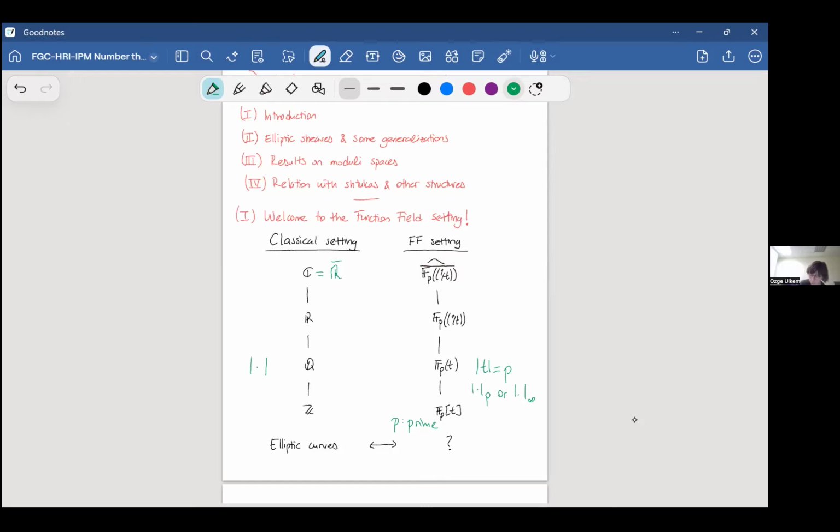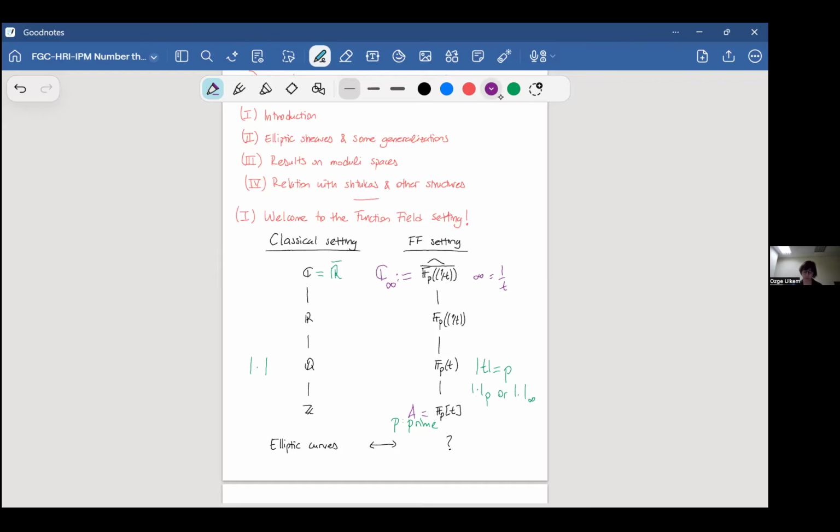We denote this field by C_infinity, where you can think of infinity as 1 over t, and the polynomial ring will be A. I keep recalling this setting during the talk, so let me know if you have any questions.